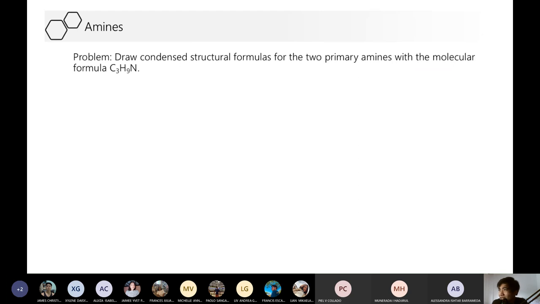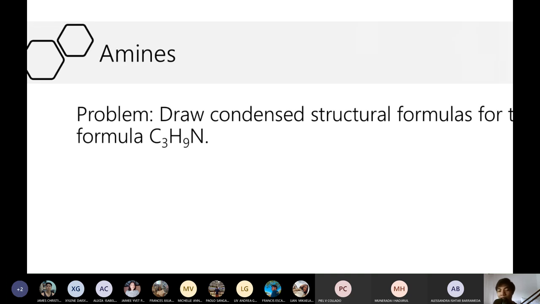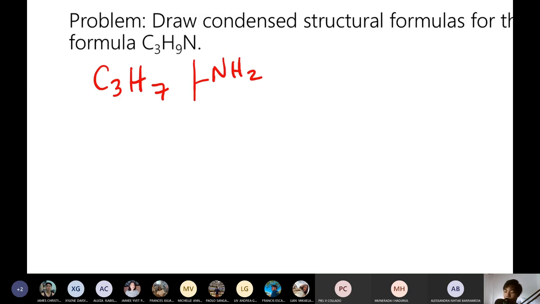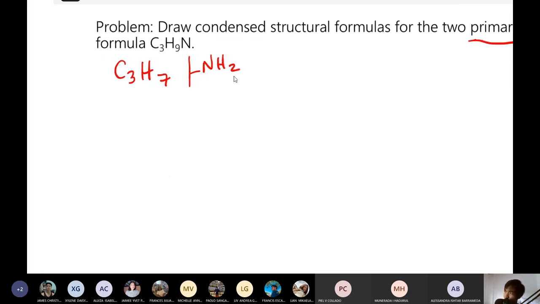Ano naman to? Draw the condensed structural formula for the two primary amines with the molecular formula C3H9N. Okay, so let's look at the problem. Sabi dito, primary amine. So gagawin mo, from the formula, kuha ka na ng NH2, kasi para maging primary yung amine, may NH2 siya. So magbawas ka na ng dalawang hydrogen. So you are left with C3H7. So ito yung gagawan mo ng backbone, ito yung idudugtong mo na amine. Kasi primary, di ba pag primary, NH2. Okay? So ganun gagawin nyo.